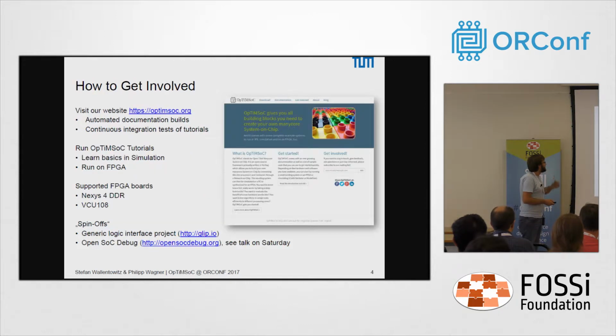And if this interests you, this is our website, OpTiMSoC.org. We spent considerable time, I think we spend more time on the website and documentation than code actually, which is good, I think. At least people tell me this should be good. What we have is automated documentation builds, so for the different branches and releases, you can see documentation. We have a tutorial, and we are somehow proud now that it actually works at all times, because it's automatically tested.